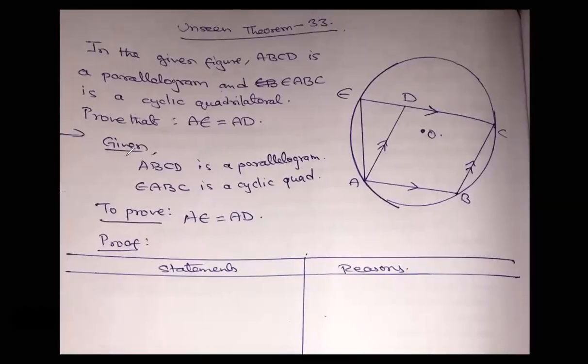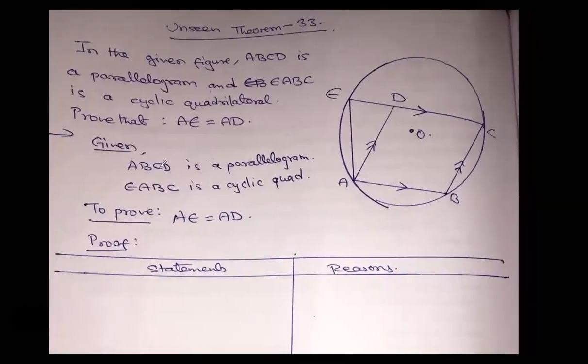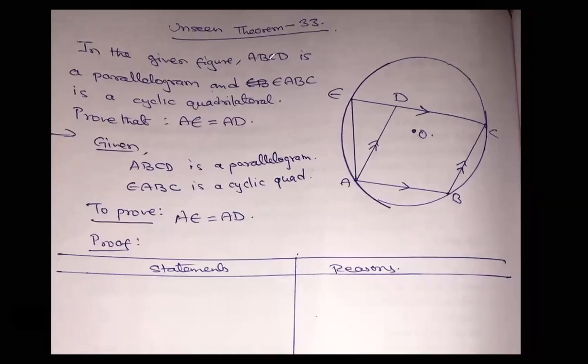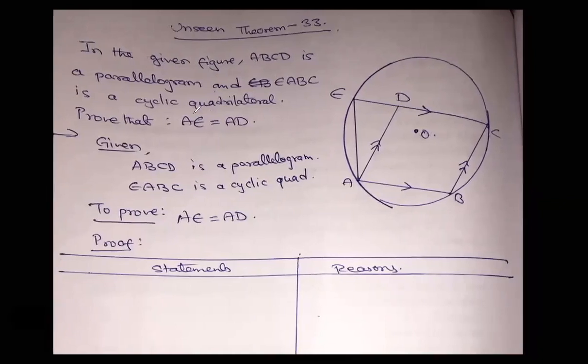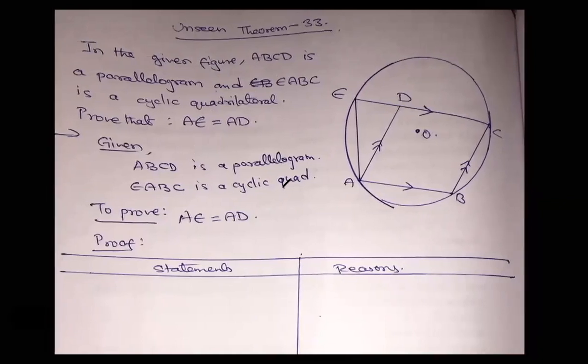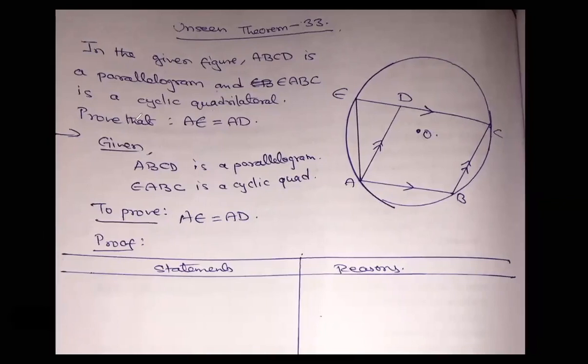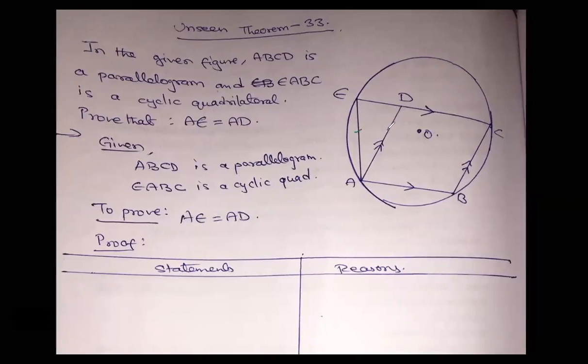First of all, let us write the given. In the given, we must write the question itself. ABCD is a parallelogram and EABC is a cyclic quadrilateral. In a similar way as we have done in the previous questions, prove that AE and AD are equal to each other. So this line and this line are equal to each other. That we need to prove. And the statement and reason is there.